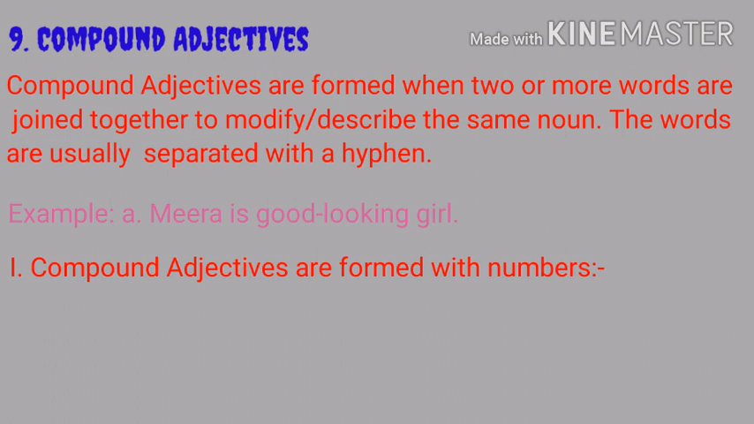Compound adjectives are formed with numbers. For example, I got 3-week holiday. Here in this sentence, the words 3 is number and week is noun and are separated with hyphen, and these words describe or modify noun holiday.